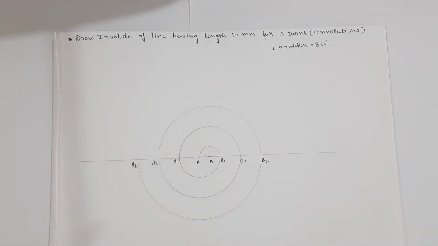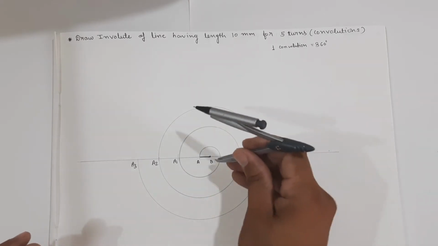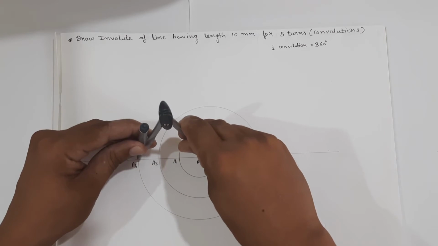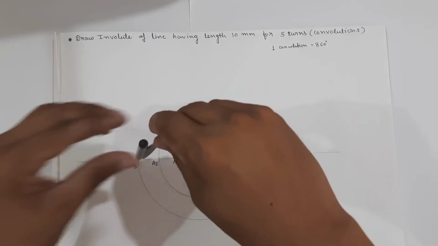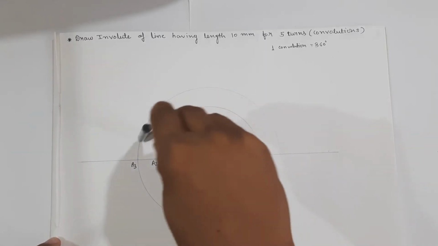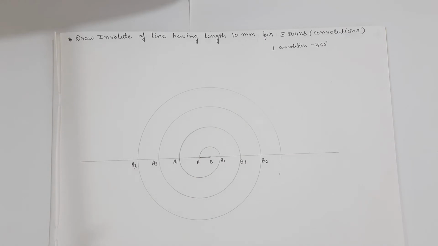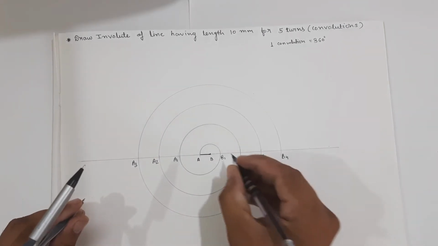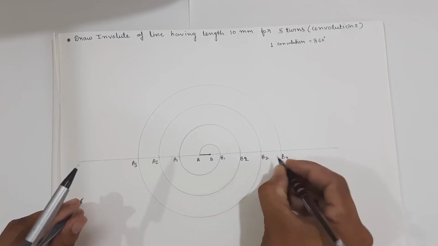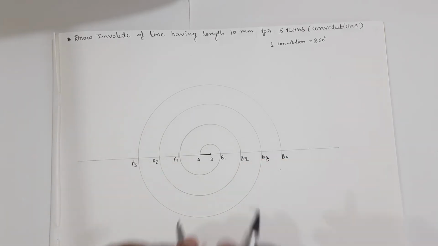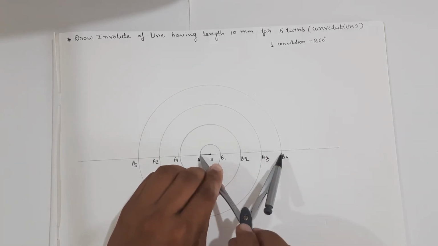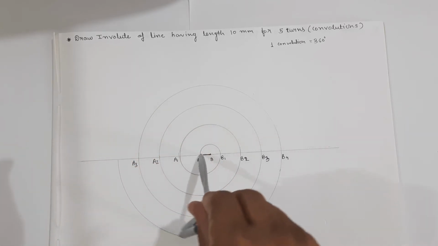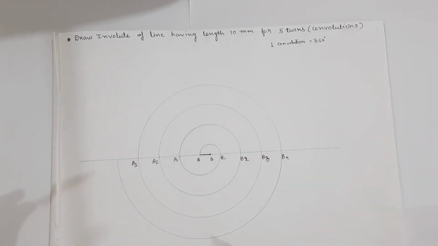A3. Now measure B to A3 and give an arc. So this point is B4. Here we have made a mistake. This is B1, this is B2, and this is B3. Now change the center, take the center at A, measure A to B4, and give an arc. This is A4. Now we have completed 4 turns, 4 convolutions.